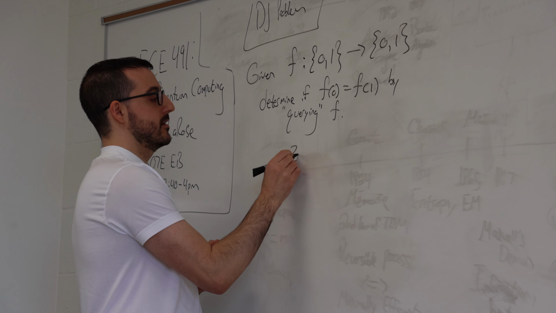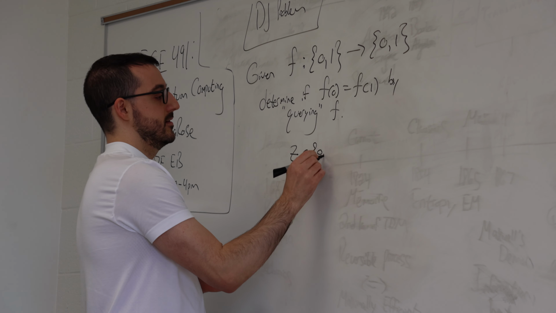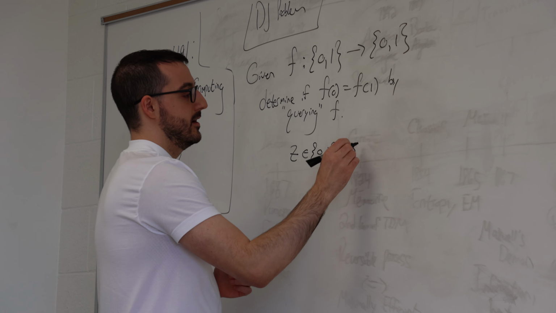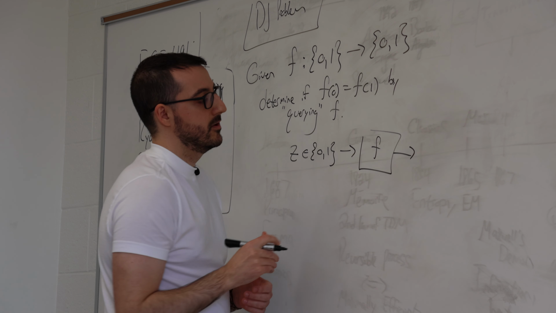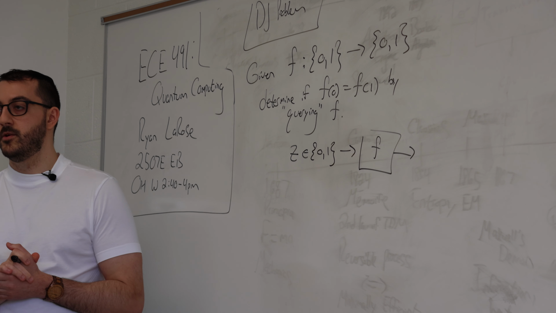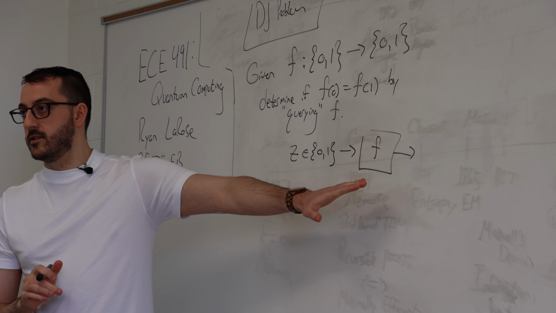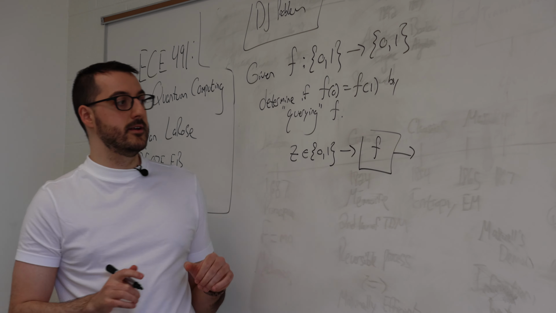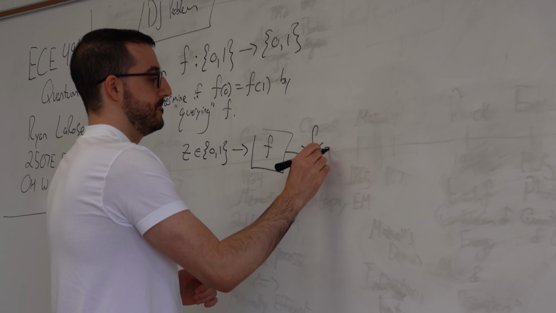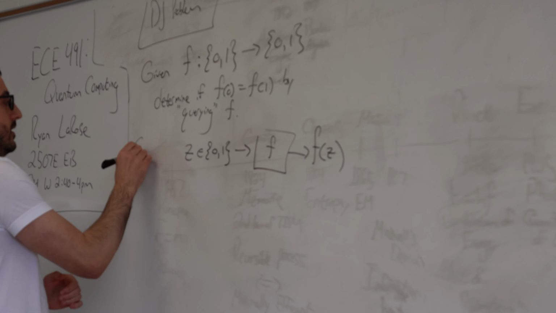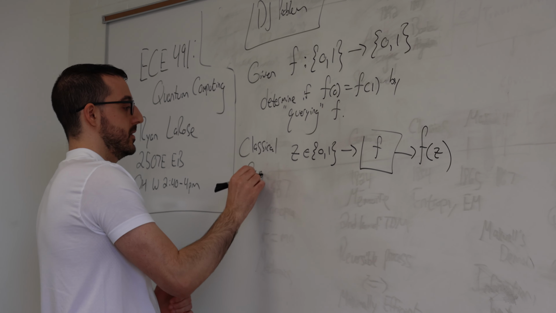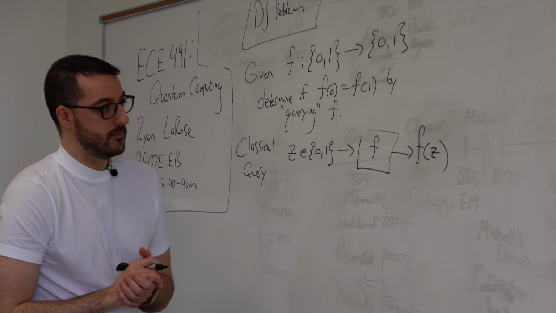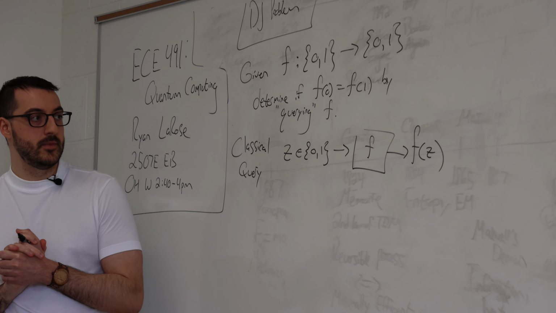So let me input a single bit z, either 0 or 1. And think about it as asking a question to the function, querying the function. We don't know what it is, but we're allowed to ask a question to the function. We're allowed to provide some input and get out the corresponding output. So this is a query, and I'm going to differentiate it. I'm going to call it a classical query for reasons that will become clear shortly.